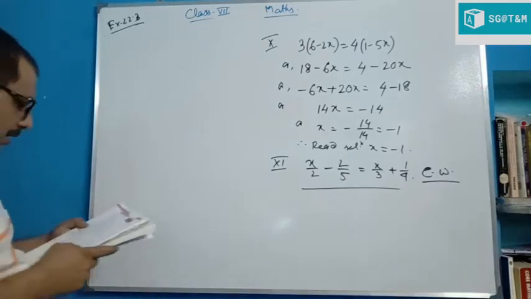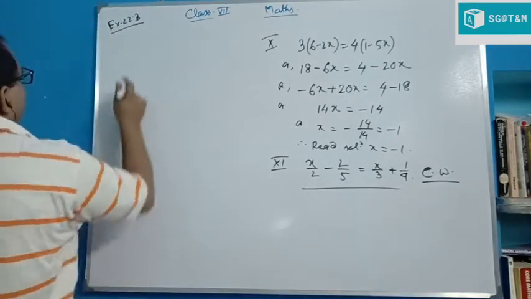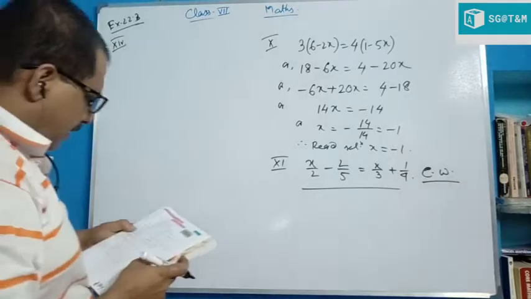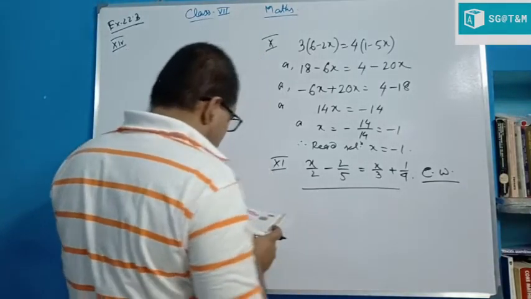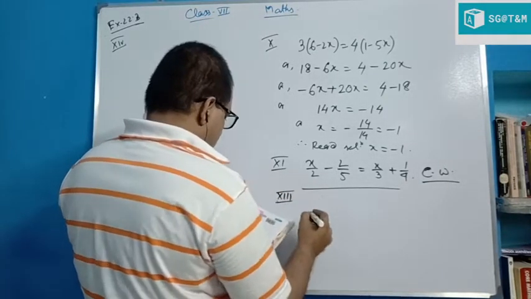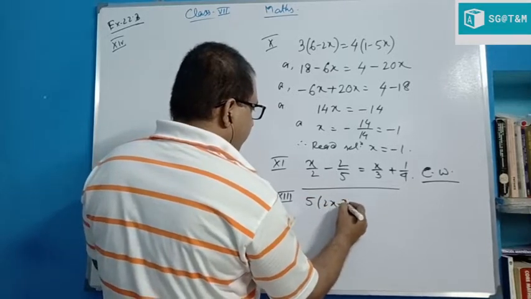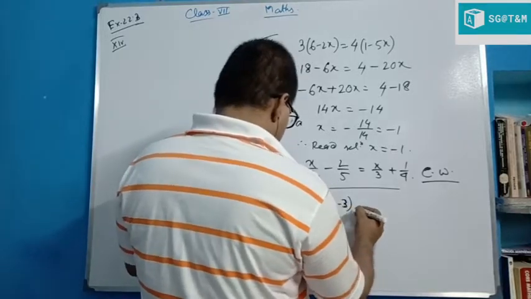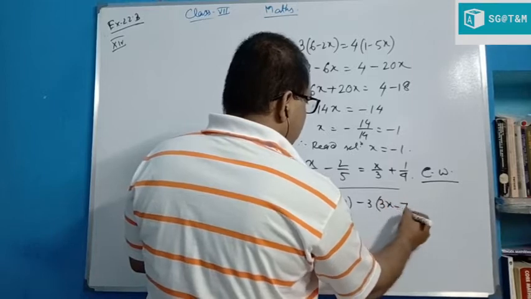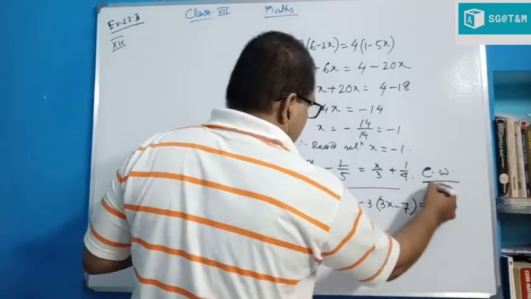Then we study about number 14. Not only 11, 13 is also your class work. Problem number 13 is 5 into 2x minus 3, minus 3 into 3x minus 7, is equal to 5. These two are class work.